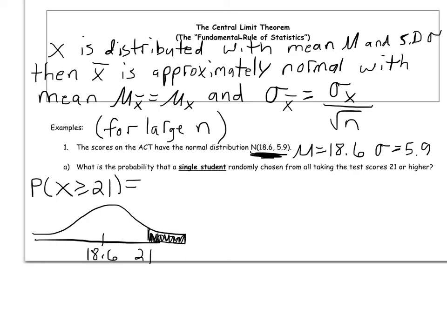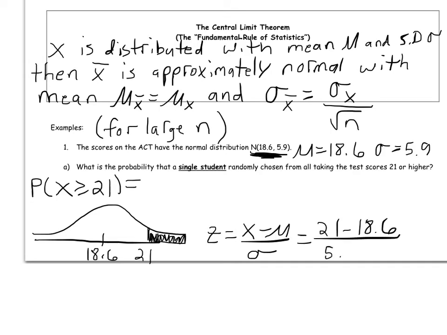Great, so I just need to find the z-score that pairs up with 21. So z, remember, is x minus mu over sigma. So it's 21 minus 18.6 all over 5.9. So my z-score is, and I just have to do the computation on my calculator here, and I get the z-score is 0.407.